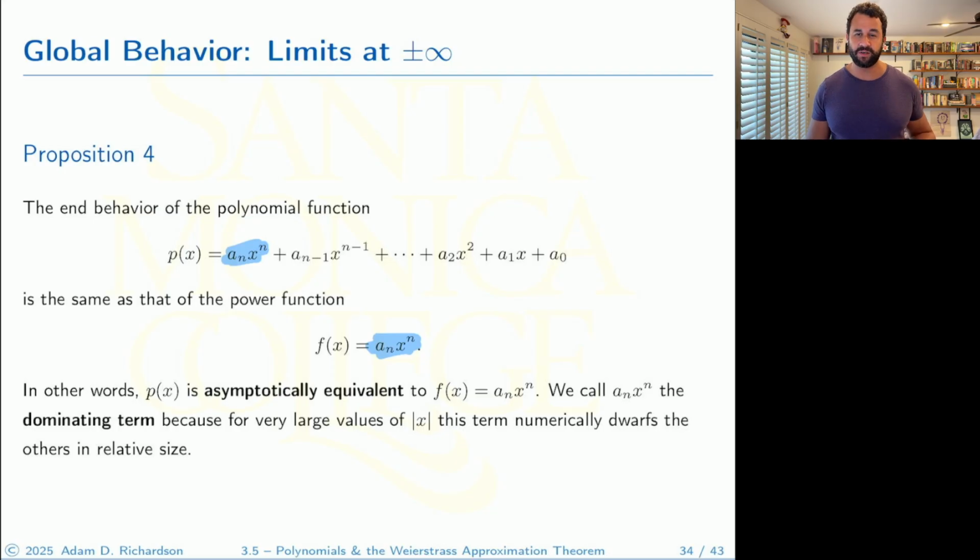It's called the dominating term because for very large values of x, way out there, this term is huge. It's gigantic, and it dwarfs all the other terms in relative size. These powers can be whatever, but this power here is going to dominate the behavior when x is very, very large. So we call this the dominating term when we're speaking of the global behavior of a polynomial.